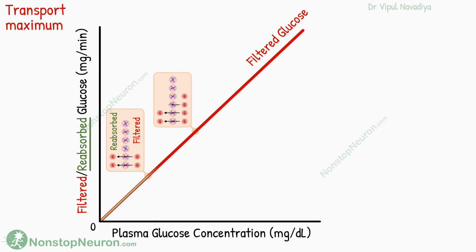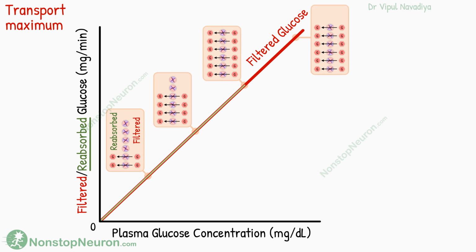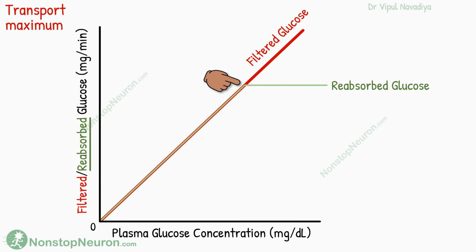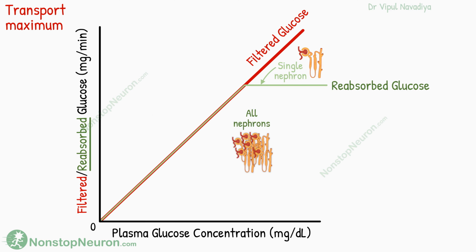The same applies till we have spare transporters, but once the transporters are saturated, reabsorption reaches to its maximum. So there won't be any increase in reabsorption with a further increase in filtration. So after saturation, we get a flat line. Please note the sharp turn here. This applies to a single nephron only. If we consider all the nephrons together, the graph is splayed.